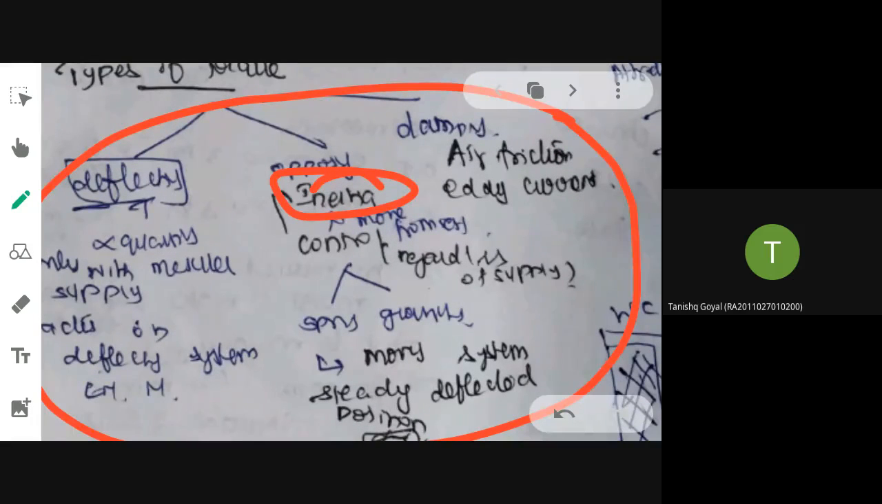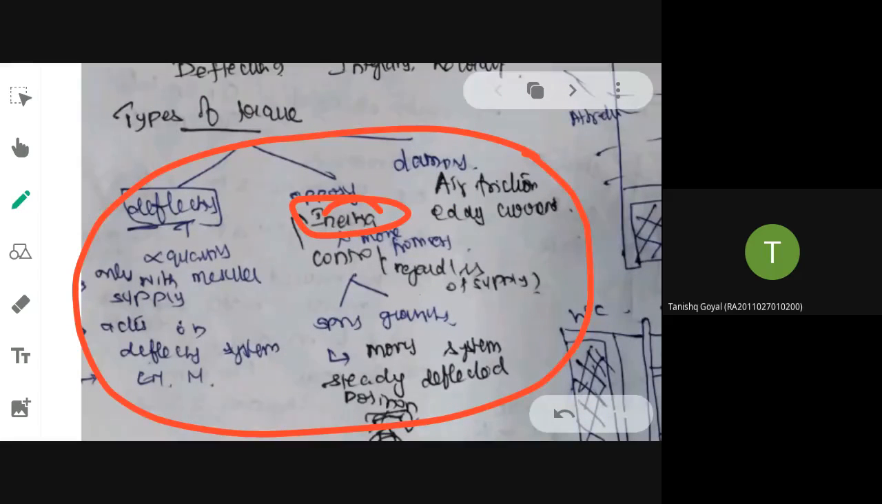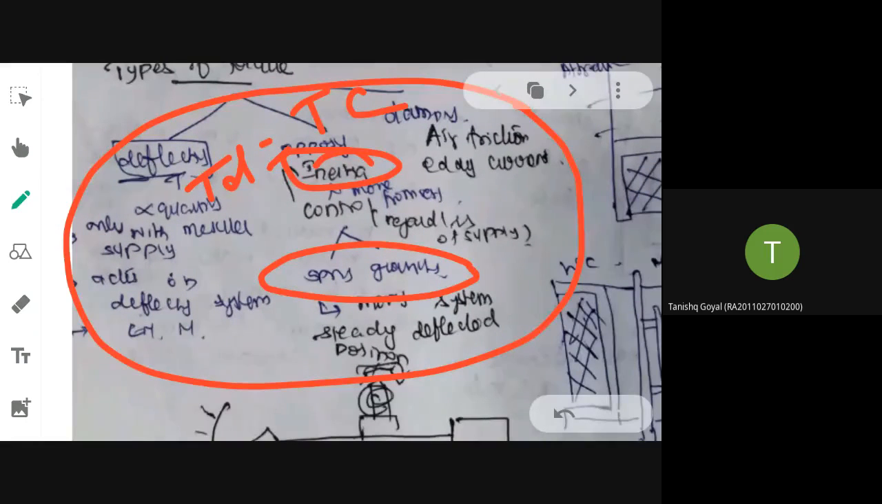Inertia torque. Alright, and in order to make the deflecting torque equal to the control torque, only then will the equilibrium position, the balance position, be achieved. So in order to do that, you have two types of control torque: one is spring control torque and the other is gravity control torque.